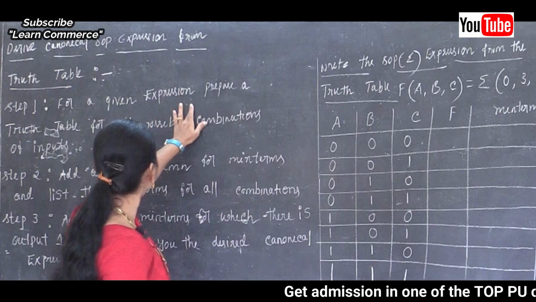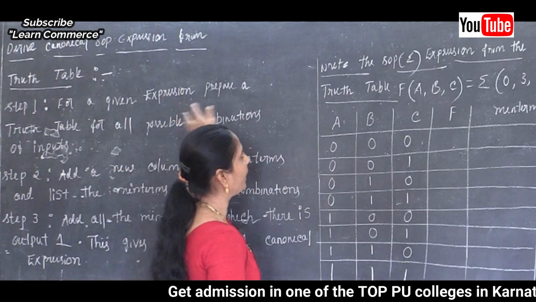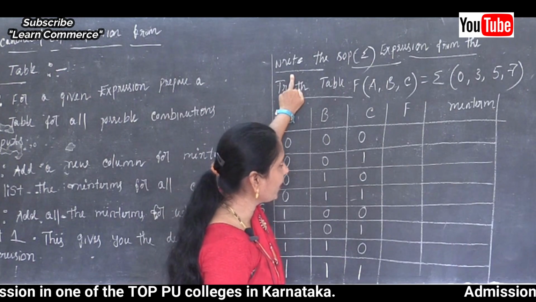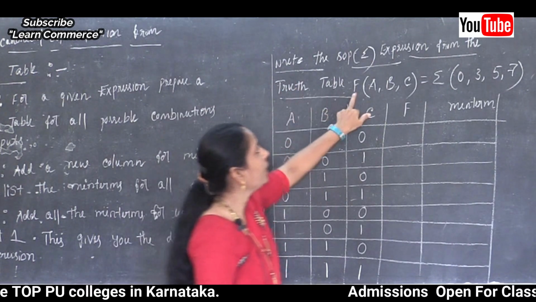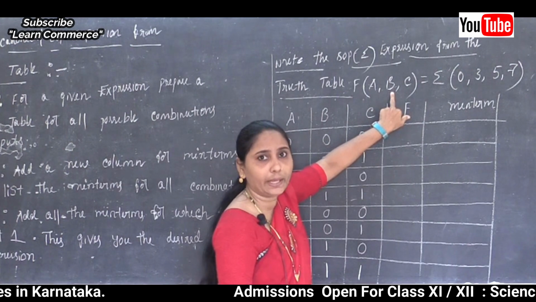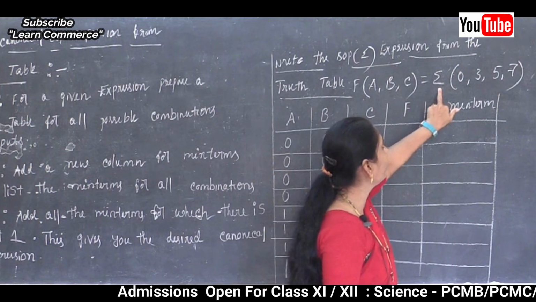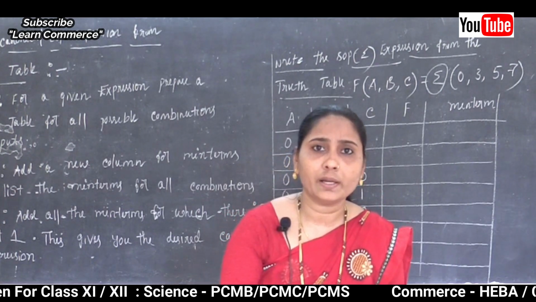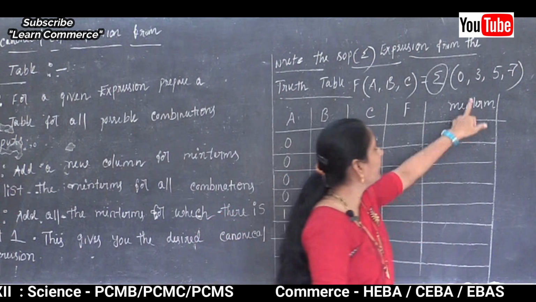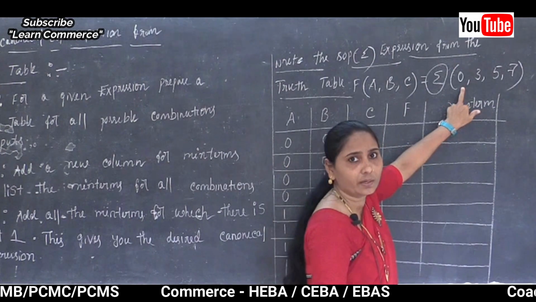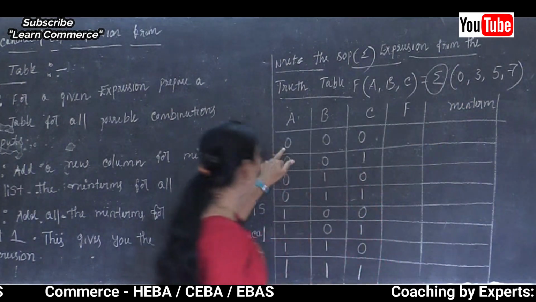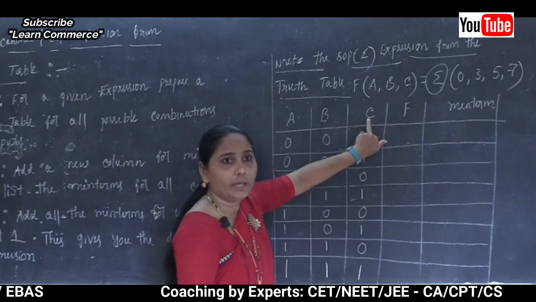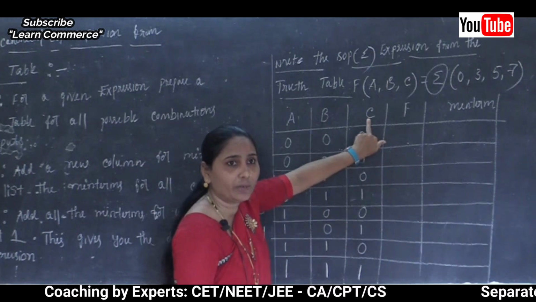Now, using all those steps, we are going to solve one problem, the canonical SOP expression from truth table. The question is: write the SOP expression from the truth table for output of the variables A, B, C, equal to sigma, that is the minterm symbol, of 0, 3, 5, 7. Three variables are there: A, B, C.